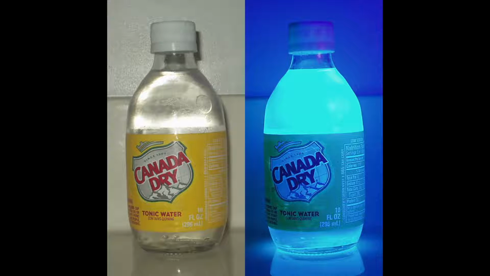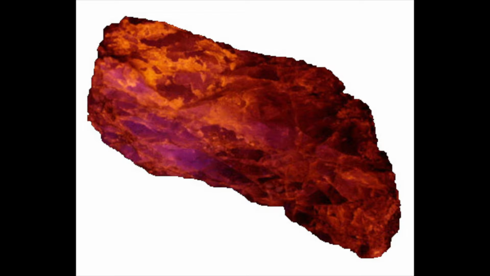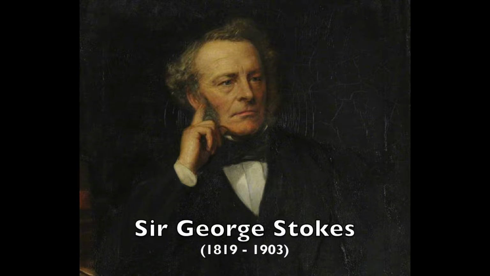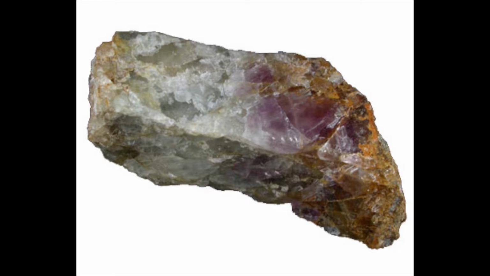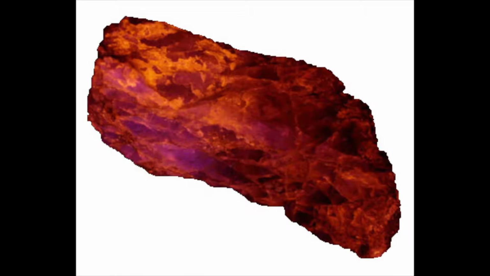chlorophyll, luminescence of quinine solutions, and luminescence of fluorspar, which contains calcium fluoride. However, the term to describe the observation of objects in solutions luminescing and fluorescing had not been developed. In 1852, Sir George Stokes, an Irish physicist and mathematician, noted that when fluorspar was illuminated with blue light, the mineral emitted red light. Stokes called this physical phenomenon fluorescence, after the mineral fluorspar.